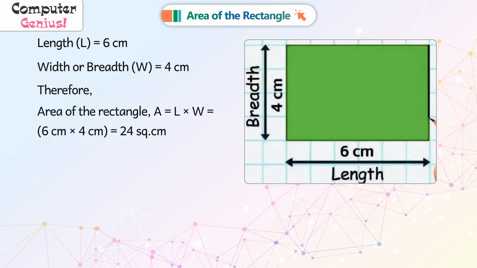Therefore, area of the rectangle A is equal to L multiplied by W, which is equal to 6 cm multiplied by 4 cm, which is equal to 24 square cm.